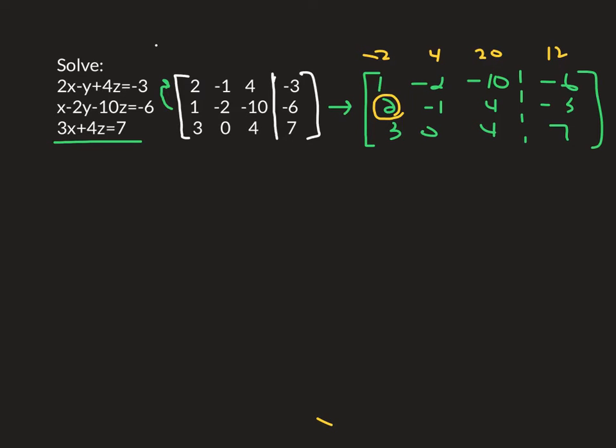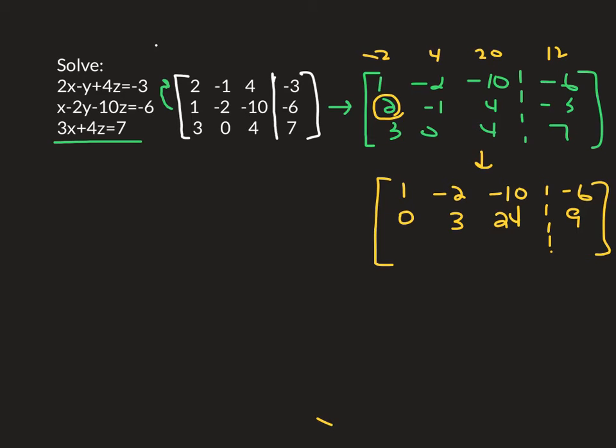Now what I'm going to do with that is come down here and rewrite that matrix, except I'm going to change the second row. I'm going to add those yellow numbers on top to the green numbers in the second row. -2 plus 2 is 0, 4 and -1 is 3, 20 and 4 is 24, 12 and -3 is 9.